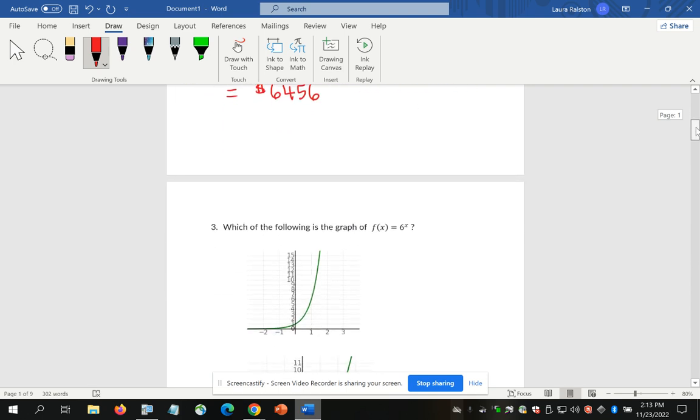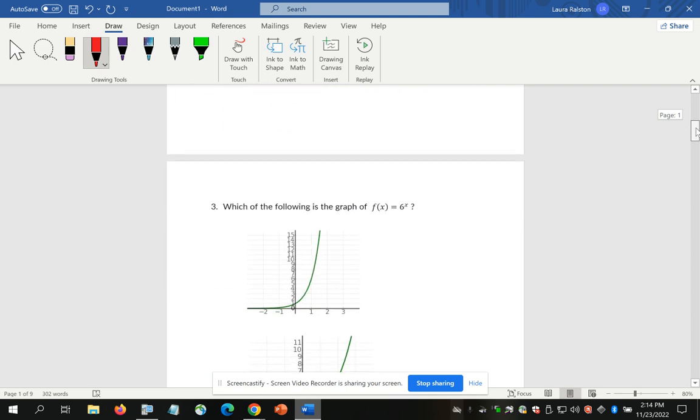Okay, the next question asks you which of the following is the graph of the exponential function 6 to the x power. Now, there's several approaches you can take here. You could set up your own XY table and think about plugging numbers in.